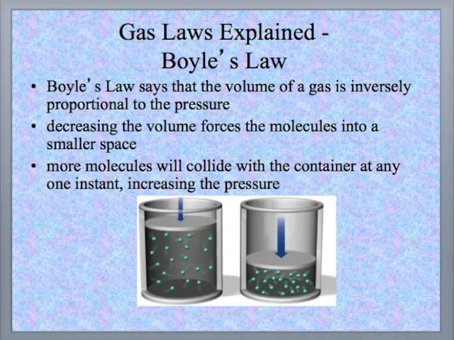Decreasing the volume means that the particles don't have to travel as far before they hit the sides of the container, so that there are more collisions with the sides of the container. Now, the velocity of the gas hasn't changed. The kinetic energy of the gas hasn't changed because we haven't changed the temperature. But the particles are hitting the sides of the container more frequently, and that increases the pressure within the container.